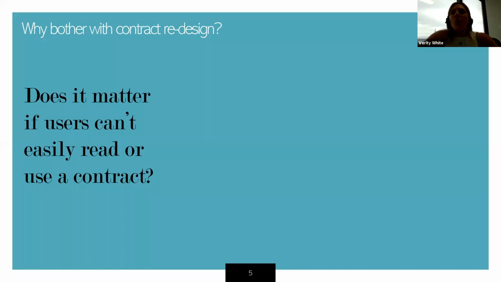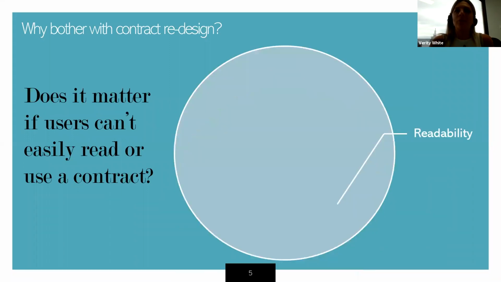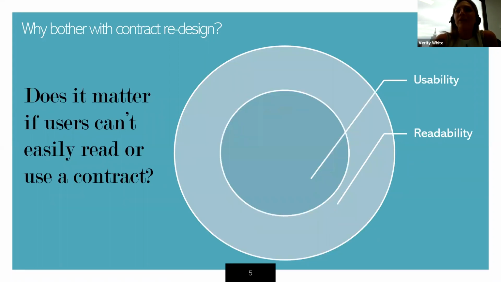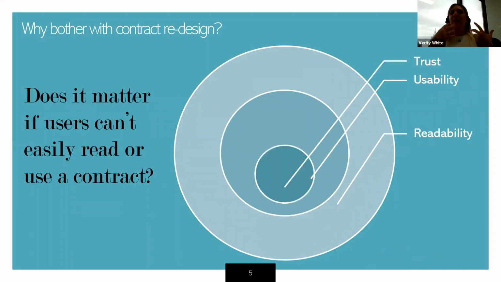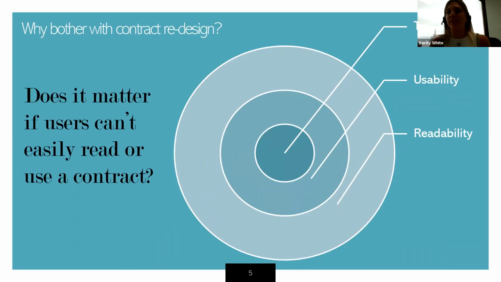But what does it matter? Why does it even matter if we have contracts that people can't read or use? I think that readability is really important, because it is one of the ways that points to whether or not you can actually use that document. And if you can't understand, read, or use a contract, then you don't trust the company or the organisation or the person that put that document in front of you.